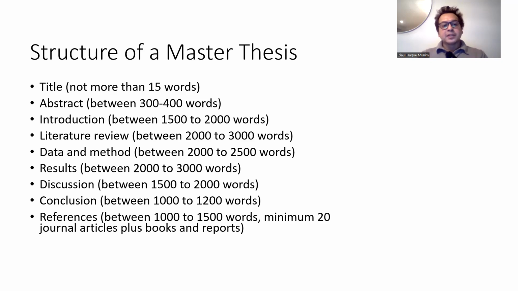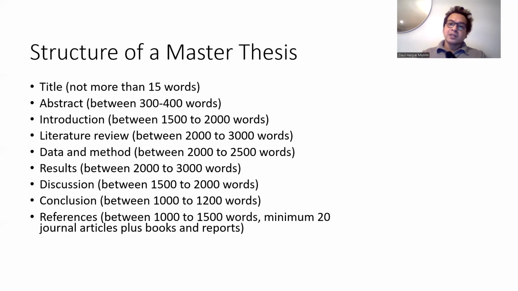It is recommended that you use a minimum of 20 journal articles in a master thesis, plus some books and reports. Normally, the books we use in the method section to explain the method itself and also the philosophy of science and the research design related issues. The reports we usually use in the introduction section or in the discussion section.